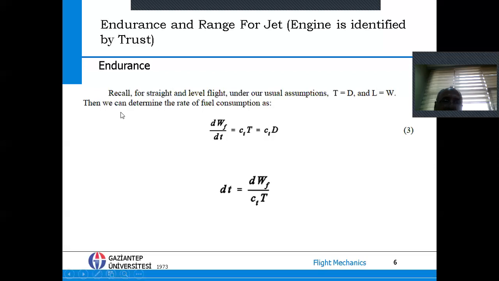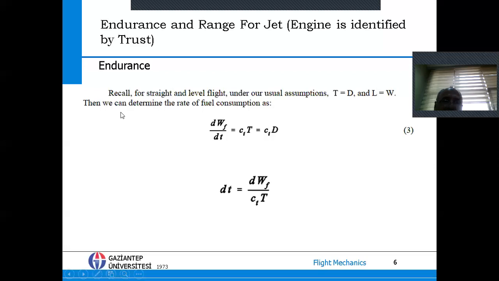So we have seen this. Okay. So endurance and range for jet. So engine is identified by thrust.